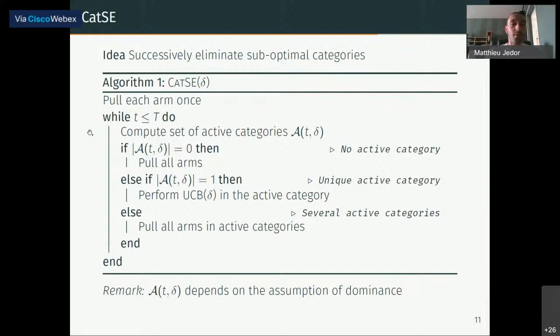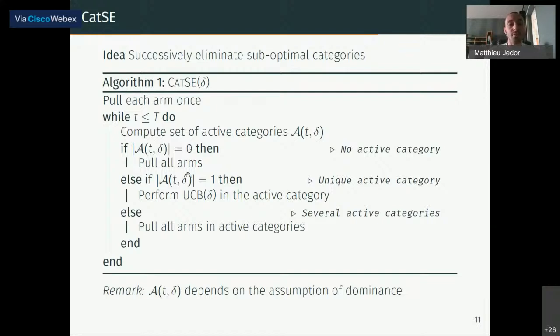And according to the number of categories inside this set, our algorithm will have three strategies. So the first one, if we have no active categories, that means the optimal category is deemed suboptimal. So this is not normal. So we will pull all arms inside each category.